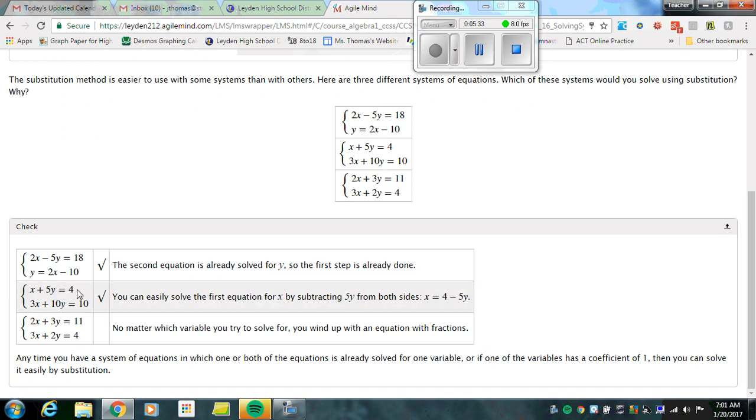If you look at the first equation right here, x is already by itself, so all I have to do is subtract the 5y on the other side. The third equation is not, because there is a coefficient or a number in front of all of the variables, so it's not easy to get any of them alone.